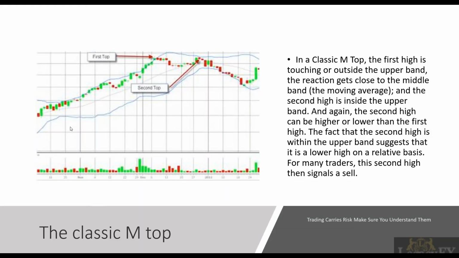So in the classic M top, the first high is touching or outside the upper band. And the reaction gets close to the middle band or the moving average. And then the second high is inside the upper band. And again, the second high can be higher or lower than the first. And the fact is the second high is within the upper band suggests that it's a lower high on a relative basis. And for many traders, the second high then signals a sell signal when it crosses that moving average line.